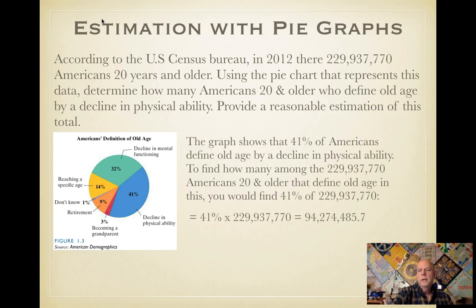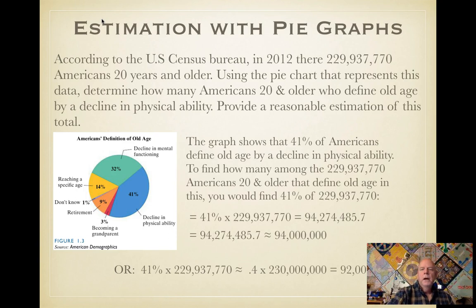So we're going to multiply that, and we're going to get 94,274,485.7. So we're going to estimate that. We're going to round that off. It says provide a reasonable estimation. It doesn't say what place to take it to, just a reasonable estimation. So we're going to round it off to about 94 million people that are 20 years and older define old age as decline in physical ability. That's our estimation here.